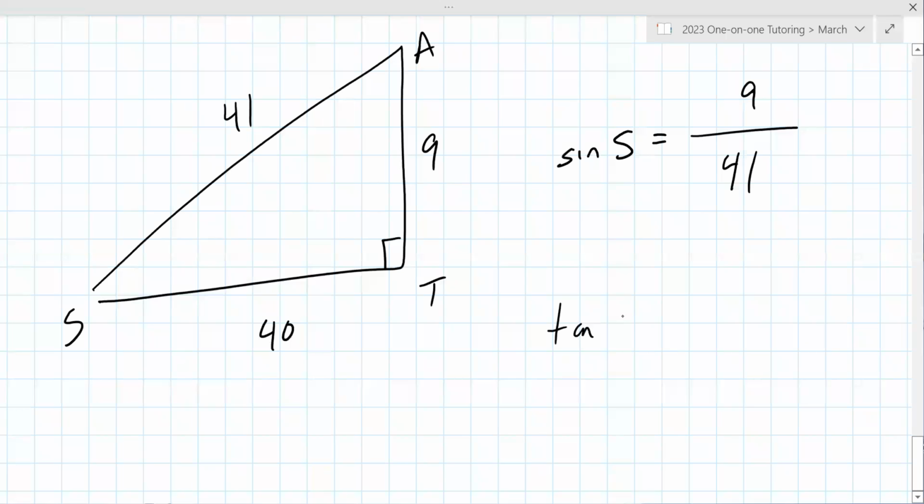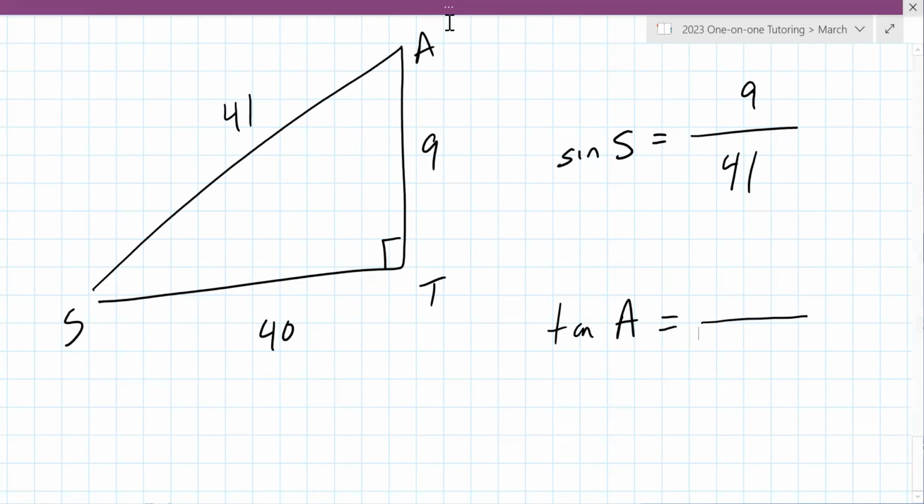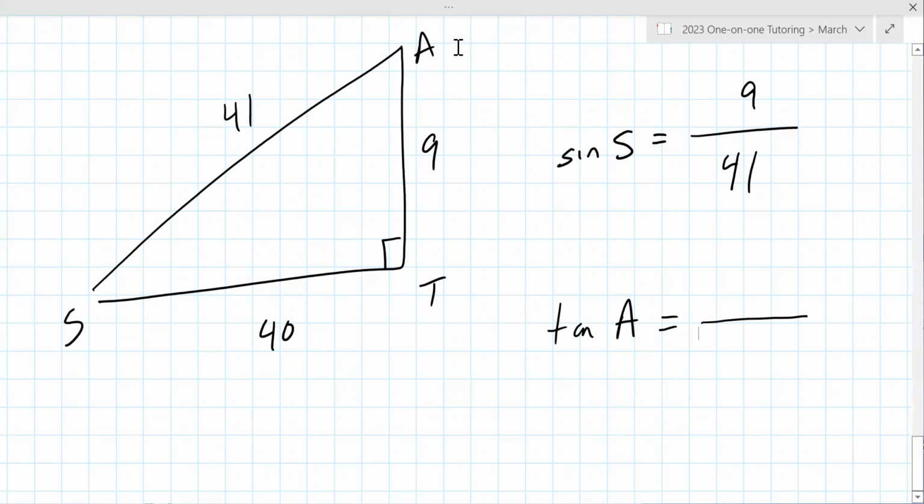So how about the tangent of A? What is the tangent of A, Sourish? 9 over 40. How did you come up with that? It's opposite over adjacent. Where is A in the drawing? Okay, I got this. 40 over 9. Okay, very good.